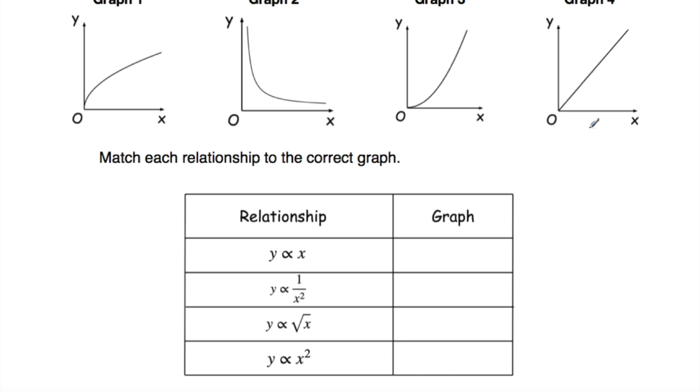So that's going to be graph 4. This is y is proportional to x, or y is directly proportional to x. So that'll be graph 4. Okay, our next one, y is proportional to 1 over x squared.